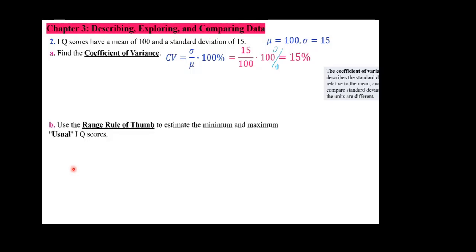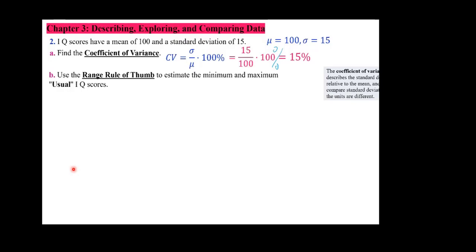Use the range rule of thumb to estimate the minimum and maximum usual IQ scores. According to the range rule of thumb, mu plus minus 2 sigma, or x bar plus minus 2s. In other words, start from the mean and you go 2 standard deviations to each side. So you multiply the standard deviation by 2. You add it to mu, you also subtract it. Therefore, we are looking at 100 plus minus 2 times 15, which is 30. So 100 minus 30, 100 plus 30. That would be the range from 70 to 130. That would be the range rule of thumb.